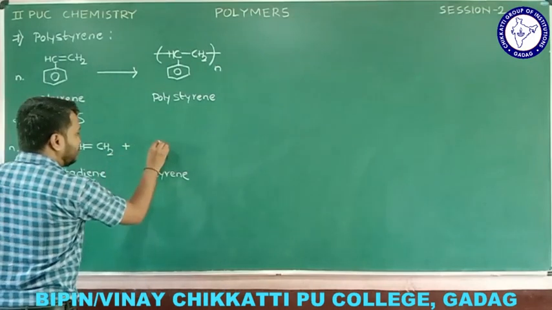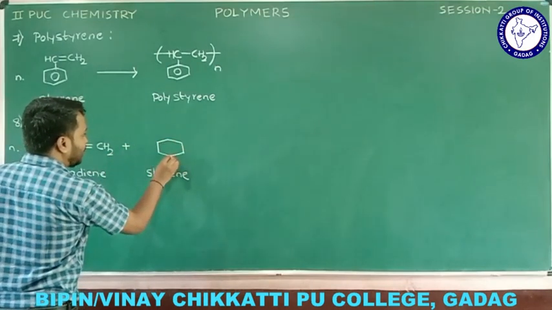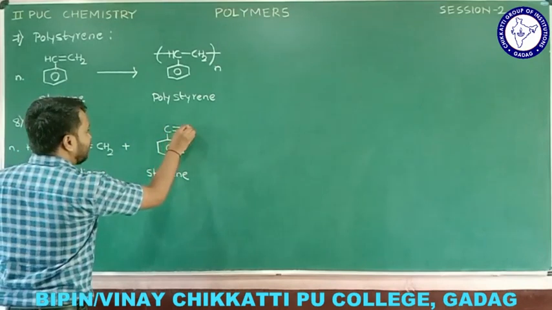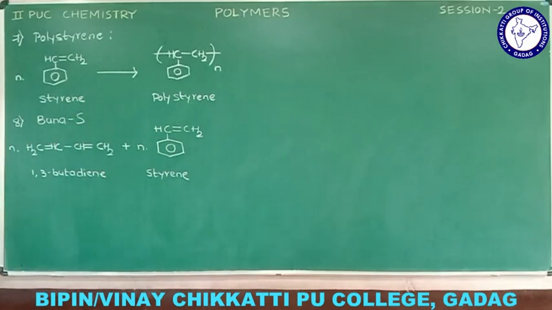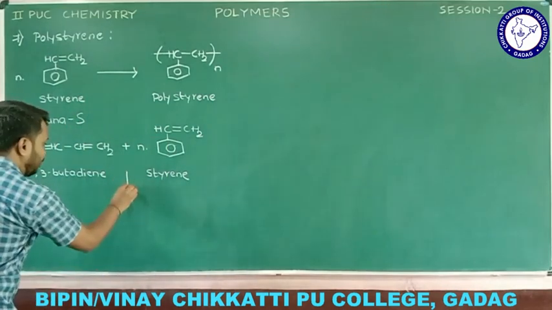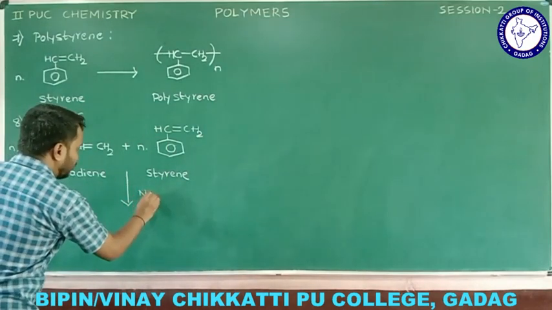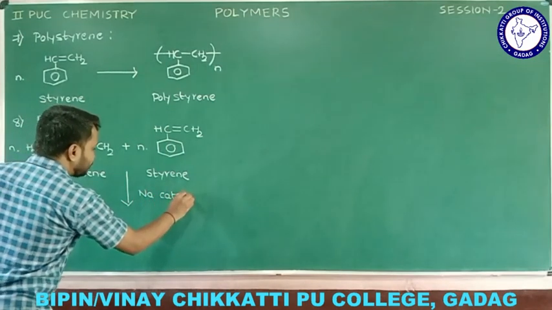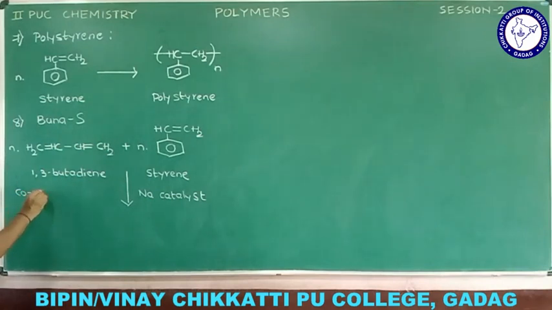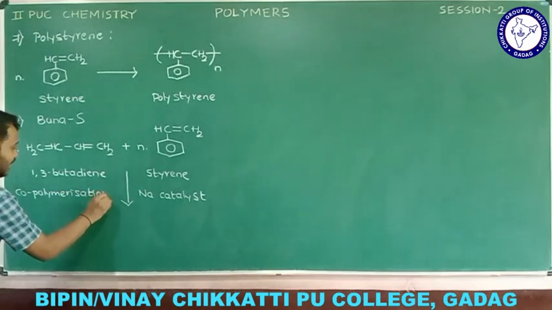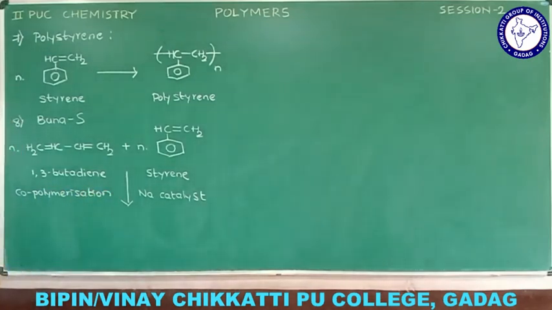Styrene, okay, and I told you now how to write the structure of styrene, C double bond C, here it is H2 and here it is H, and n, a large amount of, and that will be in the presence of sodium catalyst, as the name indicates. Here Na stands for sodium catalyst, and here you can mention what kind of polymerization, that will be copolymerization. You can mention it either in the reaction itself or in the form of a statement.